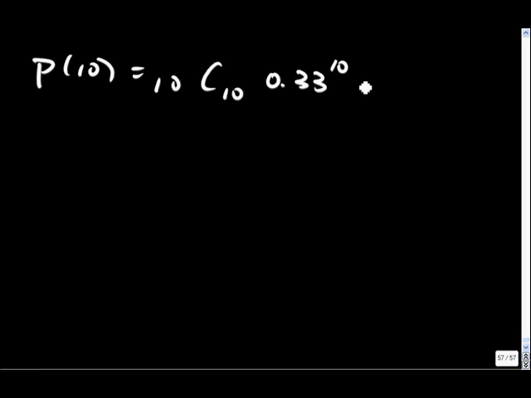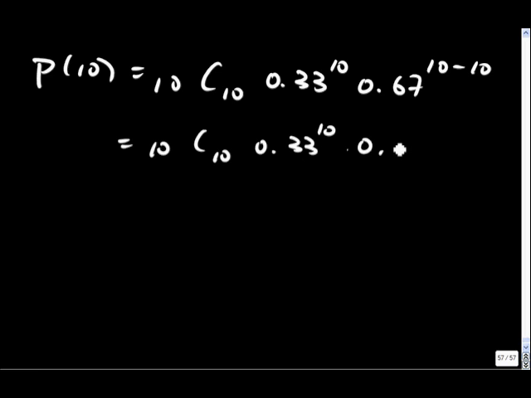P of 10. 10C10, 0.33 to the 10, 0.67 to the 10 minus 10. 10C10, 0.33 to the 10th power, 0.67 to the 0th power, because 10 minus 10 is 0. 10C10 is 1. Any number to the 0 power is 1.